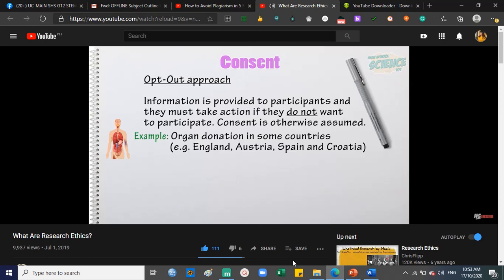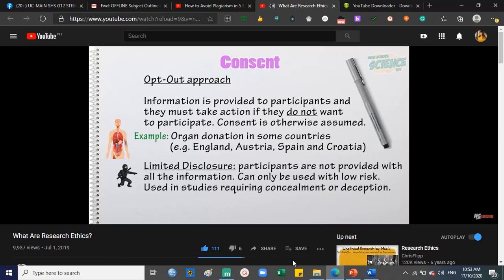Sometimes, due to the nature of the research and if there's a very low risk of harm, the researcher can offer limited disclosure. This means that the participants only receive a very small amount of information about the study because it actually involves some sort of concealment or deception.